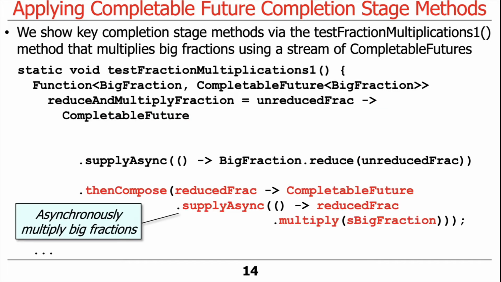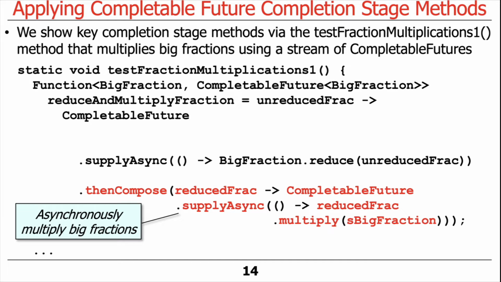Then what we're going to do here, just to show a couple of different things, is use the thenCompose method. And thenCompose is a completion stage method. Of course, what that means is it's going to be invoked after the completable future returned from supplyAsync triggers. It will trigger, of course, after the big fraction has been reduced. So after the big fraction has been reduced, thenCompose will be invoked because it's a completion stage method.